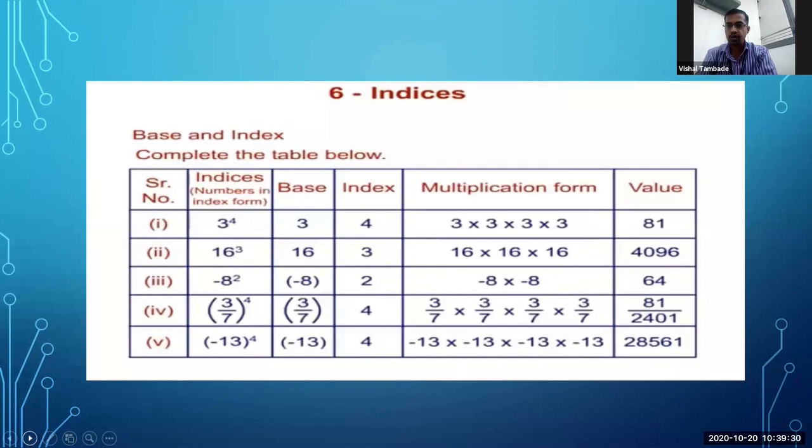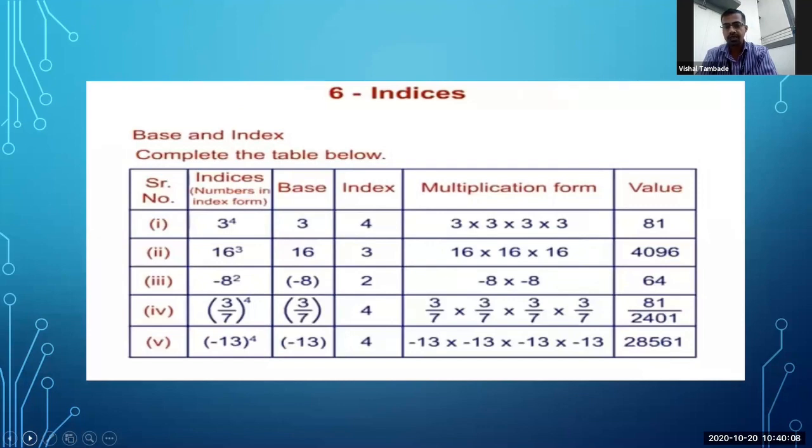Now next one, minus 8 raised to the power 2. Here, what is our base and what is our index? Our base is minus 8 and the power, means index, is 2. And what is the multiplication form? Multiplication form is minus 8 multiplied by minus 8. Why do we take minus 8 multiplied by minus 8 two times? Because our index is 2. If our power is 3 or 4, we take it 3 times or 4 times. It totally depends on the index.